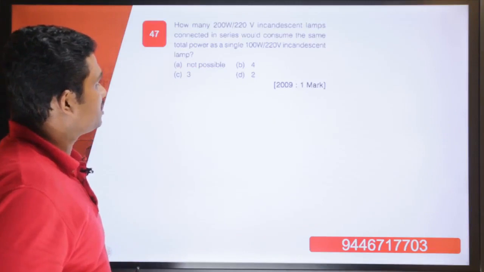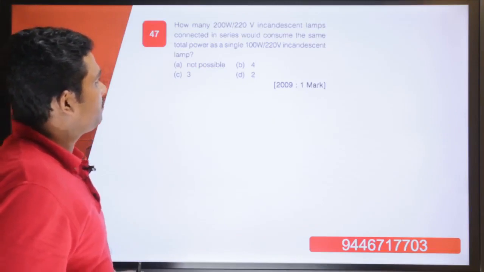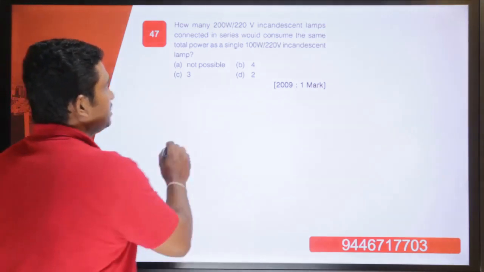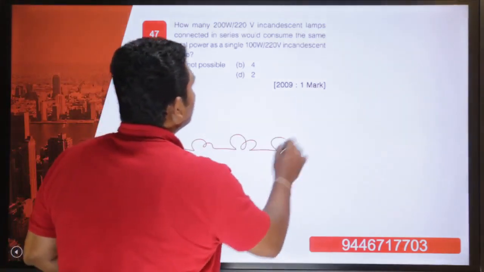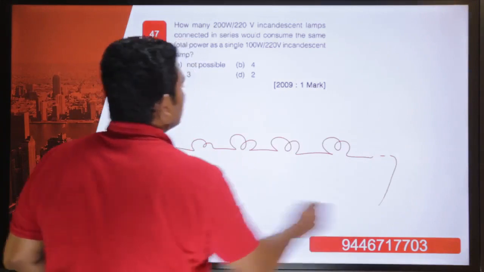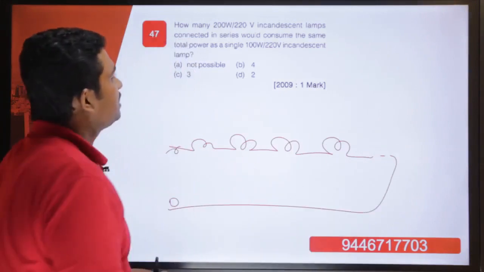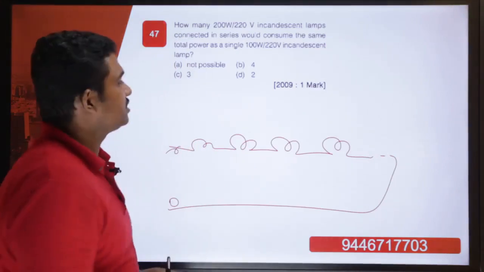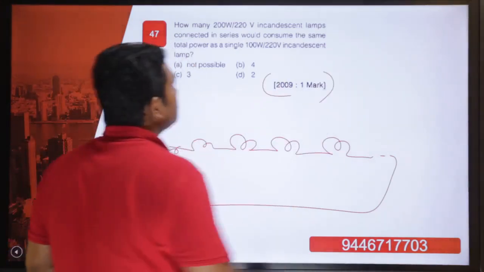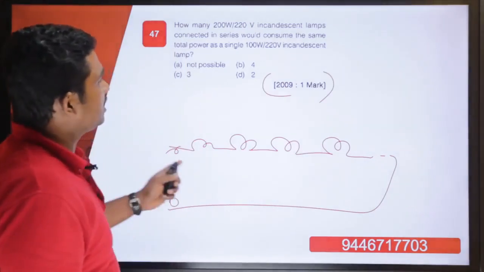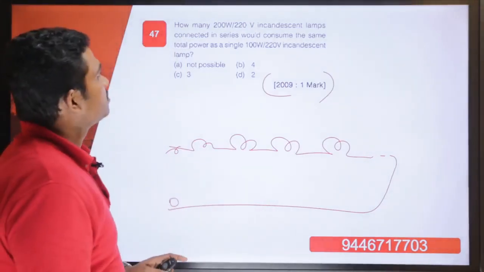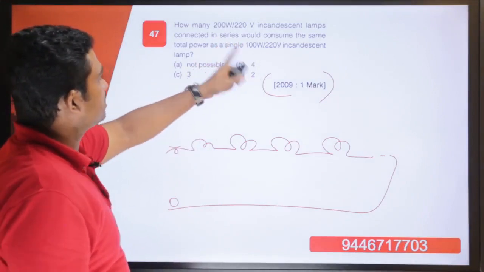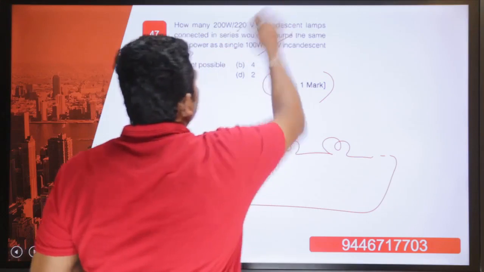Going into question number 47: how many 200 watt 220 volt incandescent lamps connected in series would consume the same total power as a single 100 watt 220 volt incandescent lamp? So this is a 2009, 1 mark question. We are going to connect incandescent lamps in series, so we must know how many 200 watt lamps. The 220 volt doesn't matter because it is common.